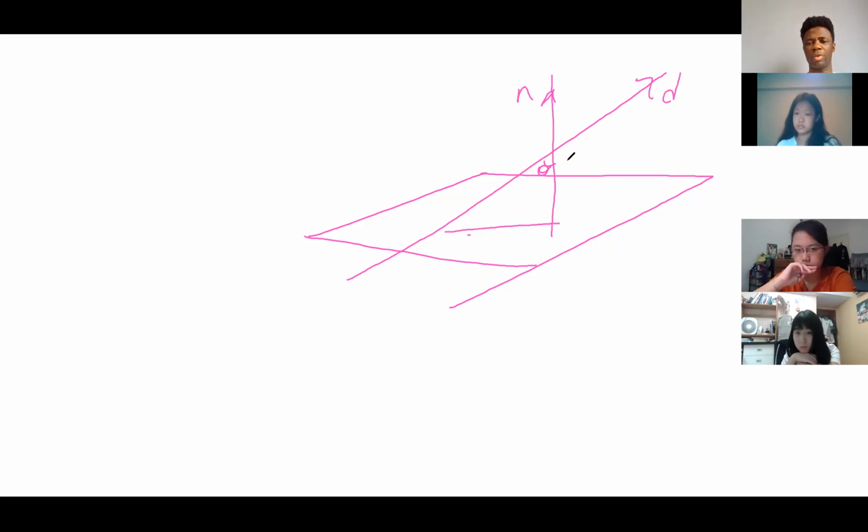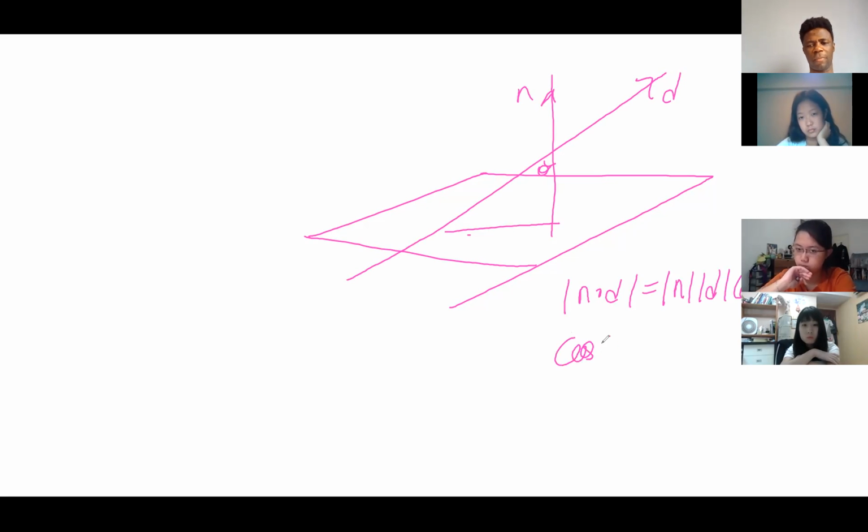So the angle between both of them simply is connected to n dot D is equal to absolute value of n, absolute value of D cos theta. Yes? And then cos theta is simply absolute value of n dot D divided by absolute value of n and absolute value of D. We know that. However, this is easy to establish, but this is actually what we're interested in.